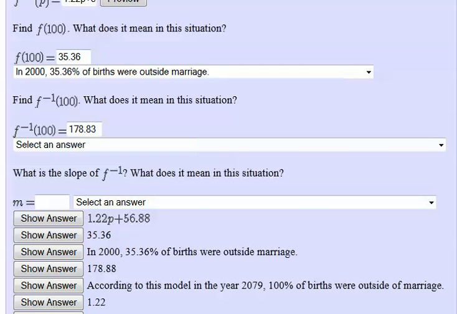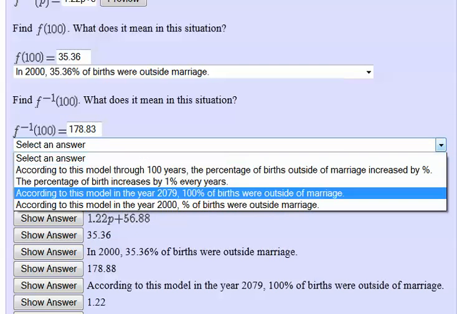What does this mean? So again, this is the inverse, so the inverse means instead of a t as the input, it is now a p as an input. We set p to be 100 and we solve for t. p is percentage of births, so this is 100% of births. t is years since 1900. This is 179 years since 1900. That's the year 2079. So in 2079, 100% of births are outside of marriage.